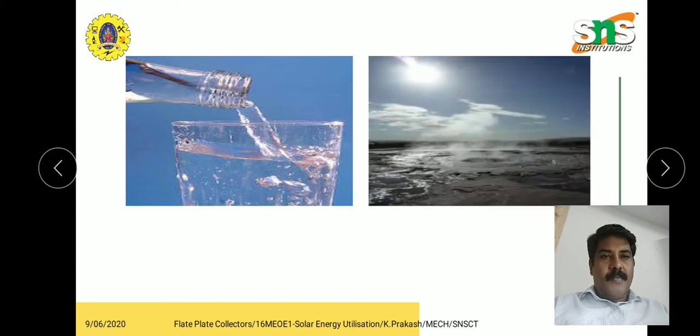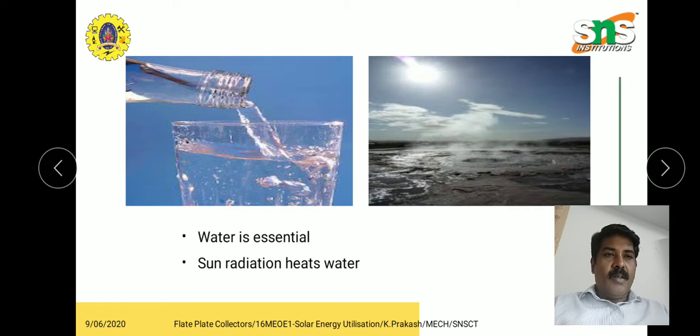Here in the second condition, we see that water is heated due to the sun. In the second picture, we can infer that we can see the vapors coming out. From these two pictures, we come to the conclusion that water is essential and the sun's radiation can be used to heat the water.